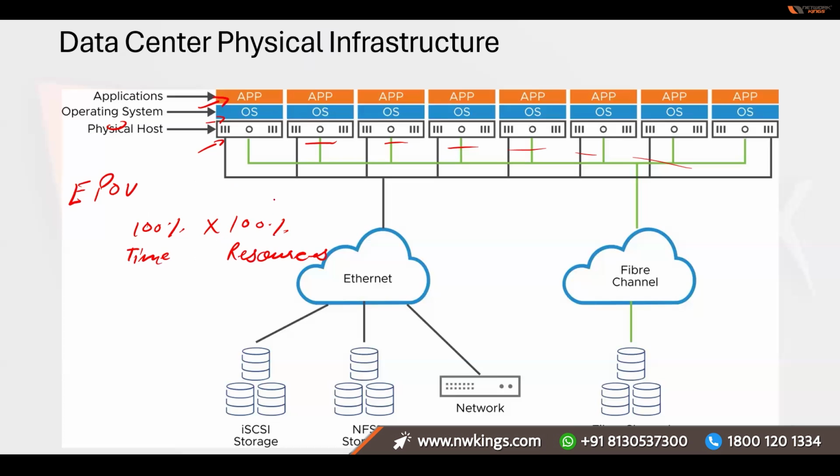So do you think 100% of the resources are being utilized 100% of the time? No, right? Because one application, how many resources can it utilize? Maybe 10%, 20%, 30%. If there is a lot of load, it could go to 50, 60%, right? But mostly it might be using 20 to 30%.